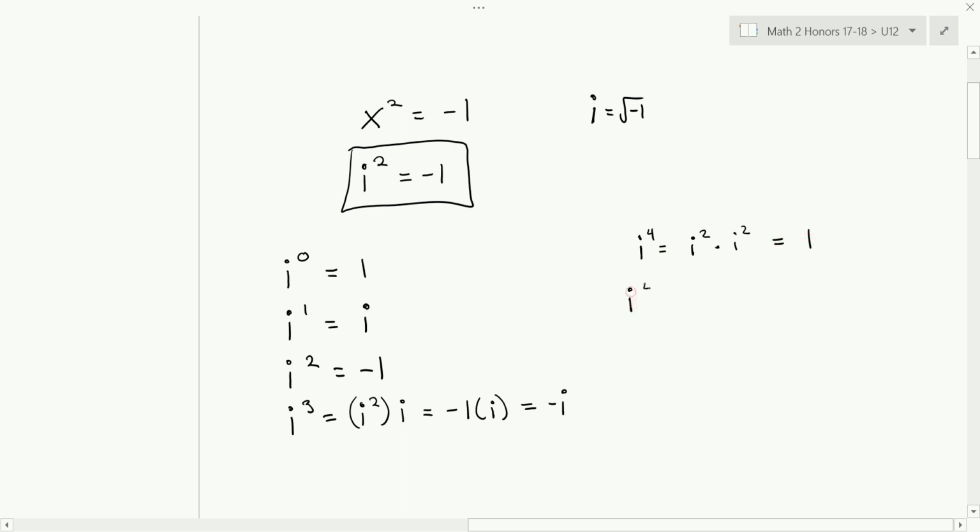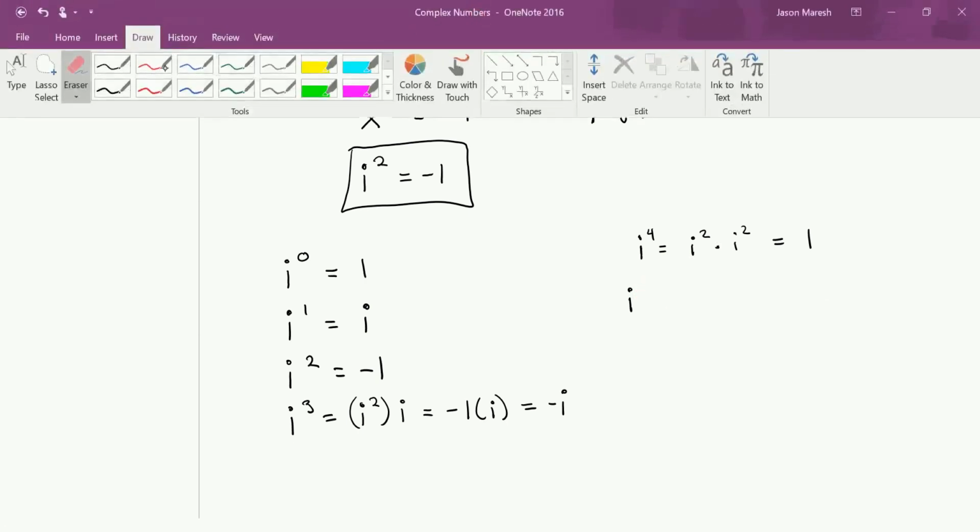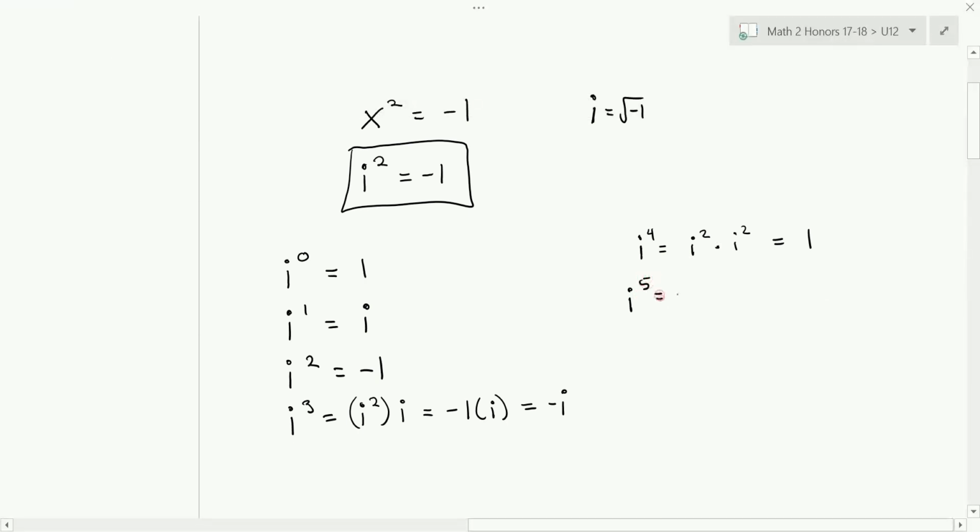How about i to the fifth? Why is it negative i? Who said negative i? Chase, why did you say negative i? Why is it i? Good. So i to the fifth is i to the fourth times i. And we know i to the fourth is 1, so that's 1 times i, so we get i as an answer.